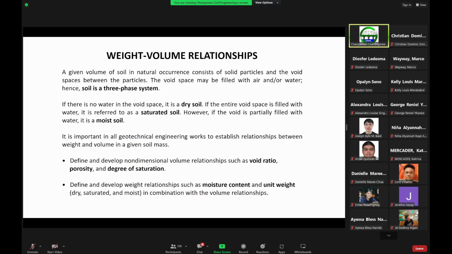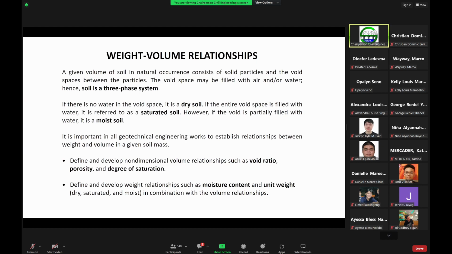When you hear the words moist soil, partially saturated soil, or unsaturated soil, they basically mean the same thing. It just depends on who is saying it, his choice of words. That means that in a soil material you have the solid particles, and then you have the voids surrounding the solid particles, wherein the voids are filled with both air and water.